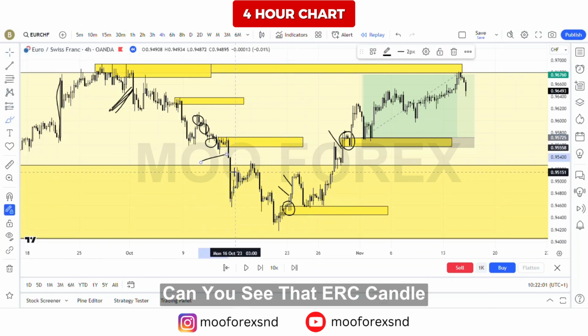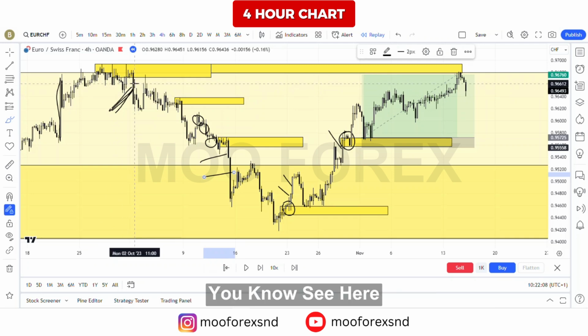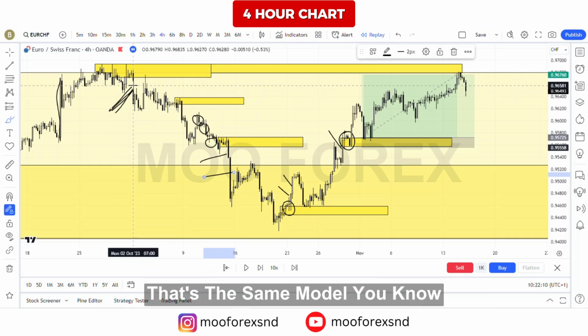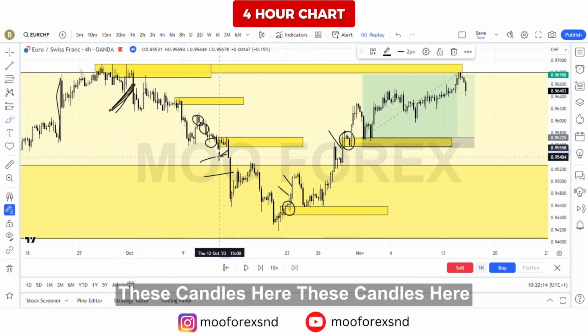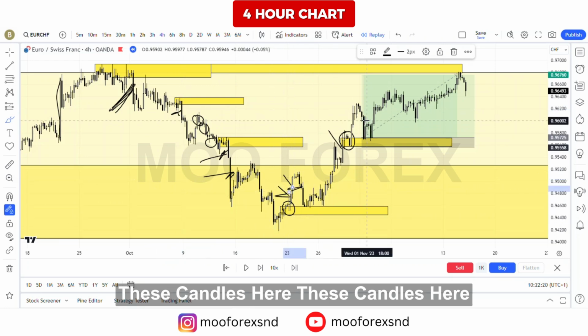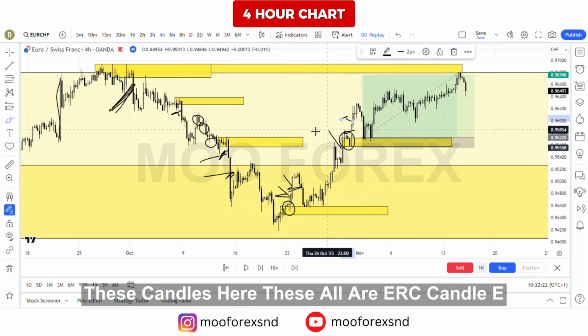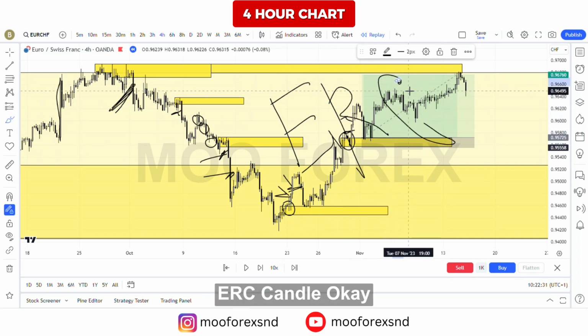Can you see that ERC candle? As you can see, all the trades I take were created by imbalance. See here, that's the same model. These candles here, this candle here, and these candles here, these all are ERC candles. Okay guys, ERC candle.